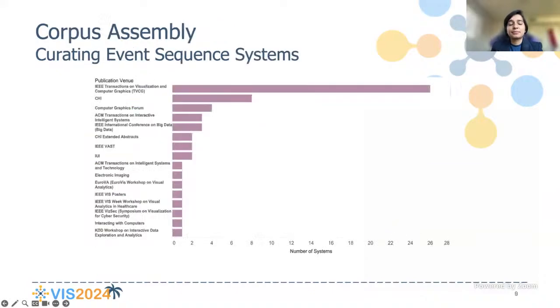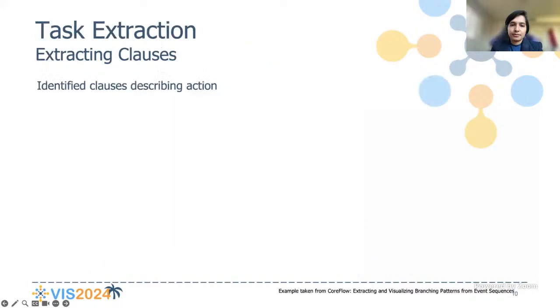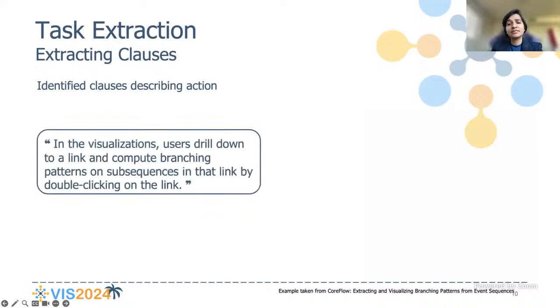We first captured papers from top HCI and visualization venues and analyzed 58 papers representing 52 unique systems. After assembling the corpus, we extracted tasks from the papers. First, we identified relevant clauses. For example, this sentence is from CoreFlow, published in Eurovis 2017.